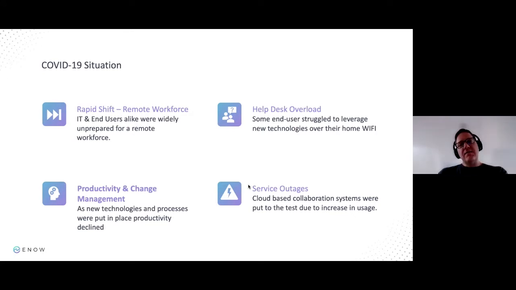And when all of that happens and that situation is going on, the worst thing that could happen is a service outage. And we're going to talk about it today. That's actually what happened in early March. There was a Teams outage in Europe.